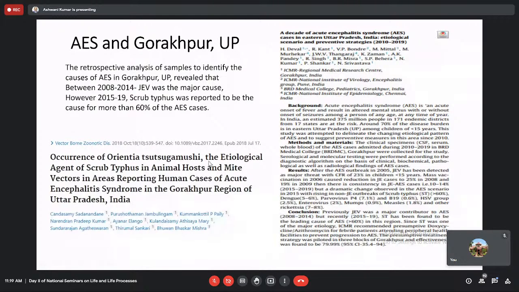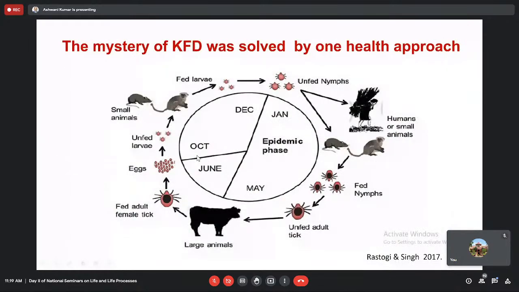And a large number of cases were detected in that area, and this is an example of the zoonotic interface between the wild and local animals and the humans. Similarly, the mystery of KFD was solved by the One Health approach.